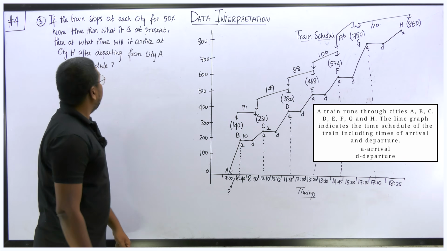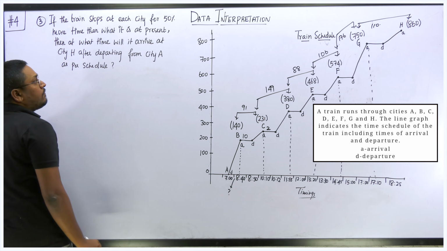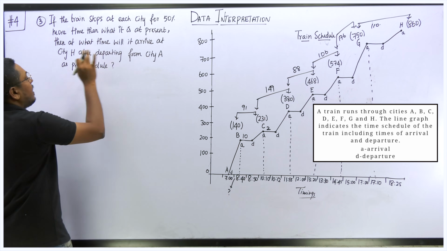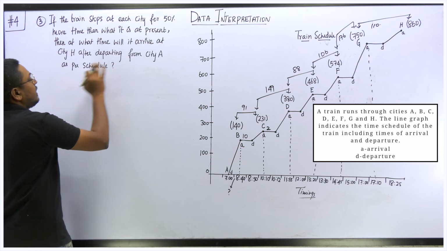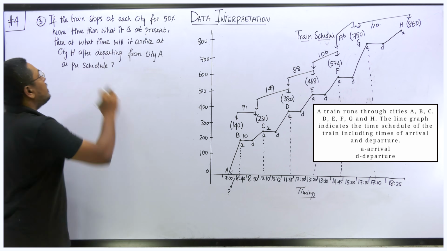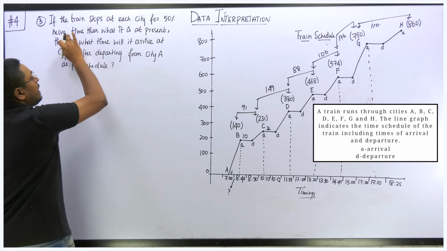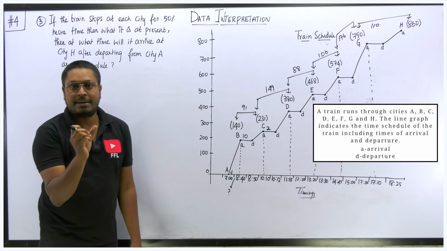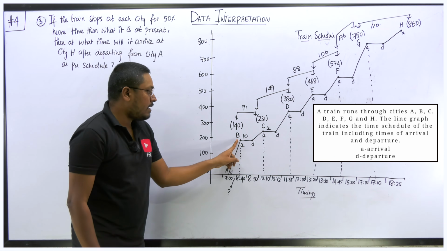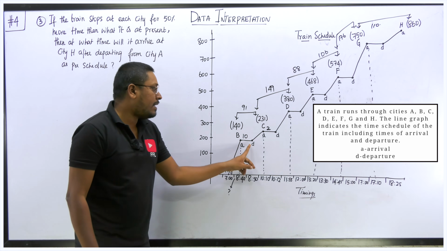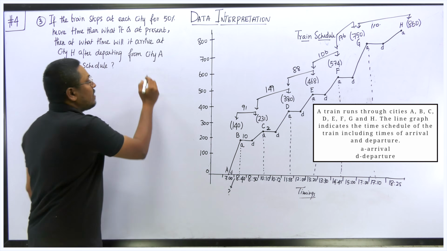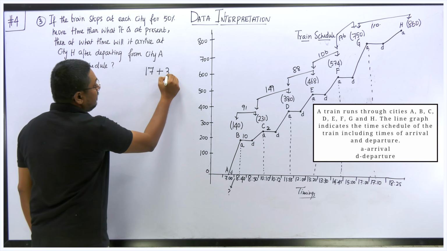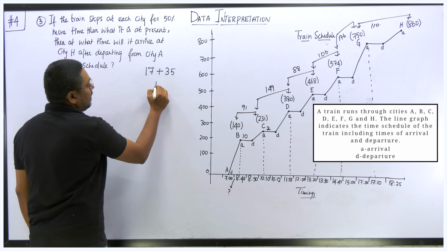So question number 3. If the train stops at each city for 50% more time than what it is at present, then at what time will it arrive at city H after departing from city A as per the schedule? In the first question itself, we have calculated the stoppage time, right? At each station, after reaching, the train stoppage time is 10 minutes and then it again departs for the next city. So we have calculated the stoppage time: first off will be 17 minutes, second off will be 35 minutes.